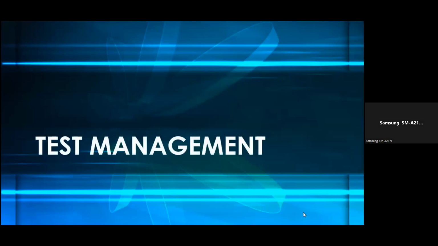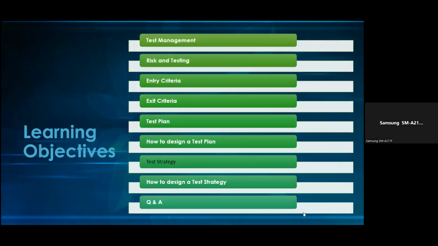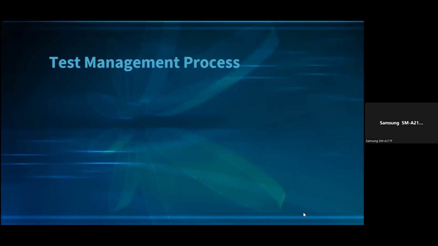So continue. Today, we are going to be looking at the vital part also of manual testing, which is test management, and it entails a lot of topics. So this is our learning objectives for today. This is all we intend to cover: test management, risk and testing, entry criteria. I know we've talked about that initially. Exit criteria, test plan, how to design a test plan, test strategy, how to design a test strategy, then question and answer.